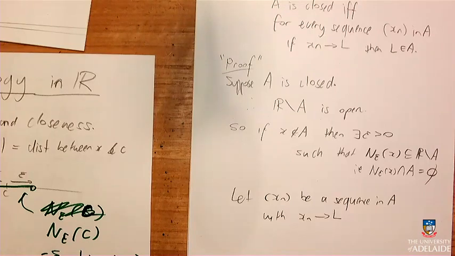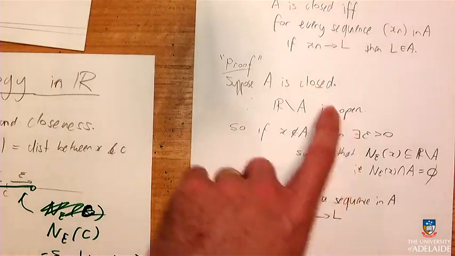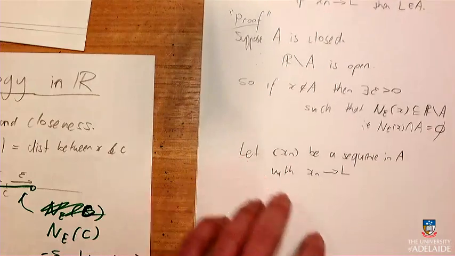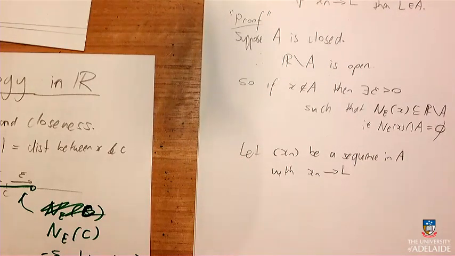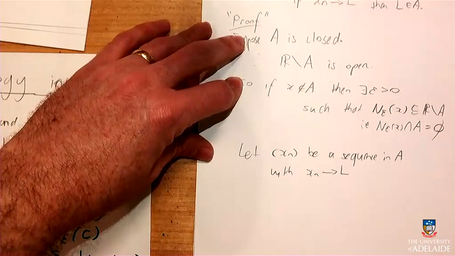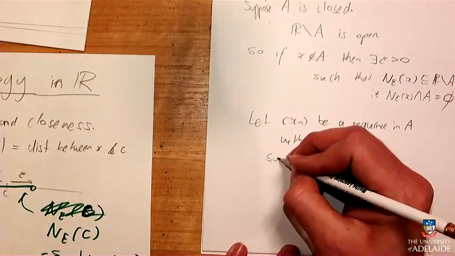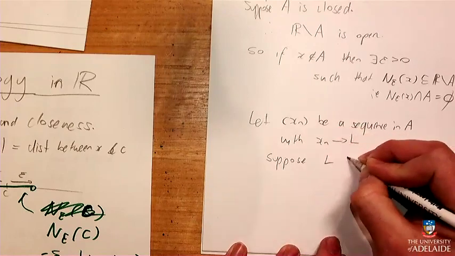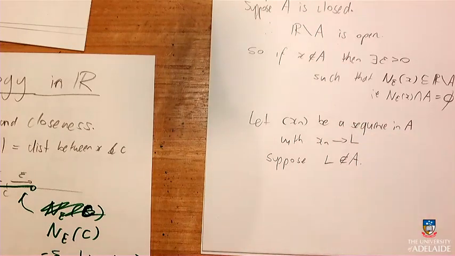Well, being closed is about the outside of A. It's about R without A. And we're trying to show that something is in A, so it seems more reasonable to me to consider the opposite of what would happen if L was outside A, because being closed is about the outside of A. So I'm going to say, suppose L is not in A. And then that's going to form a contradiction of some sort.